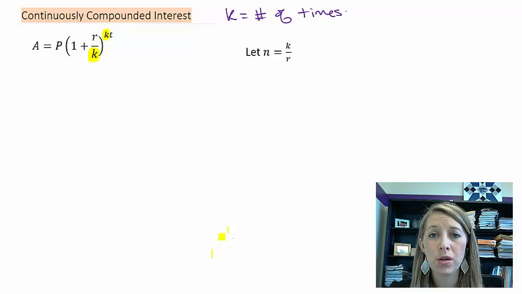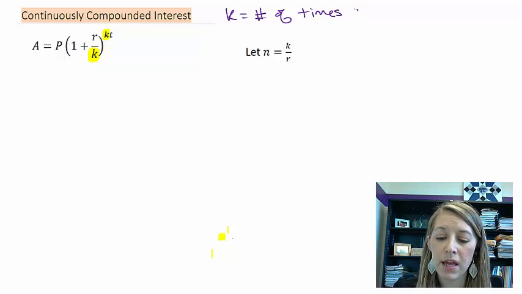I'm only really doing this to stay consistent with the textbooks. One of the textbooks I was referencing earlier used the variable n. This textbook that I'm referencing now is using the variable k, so the number of times it's compounded per year.